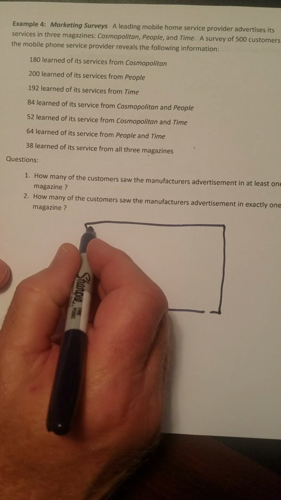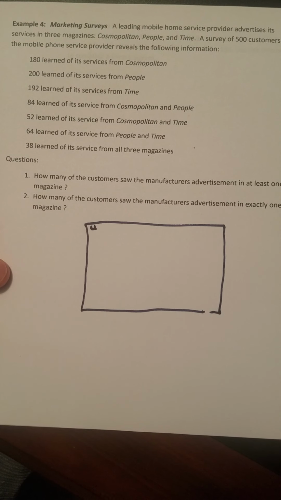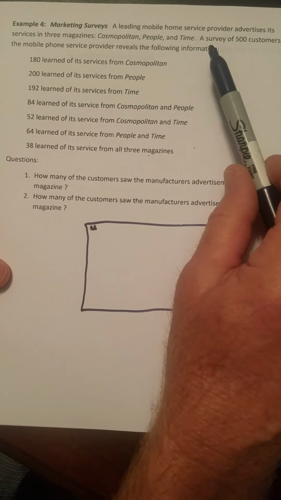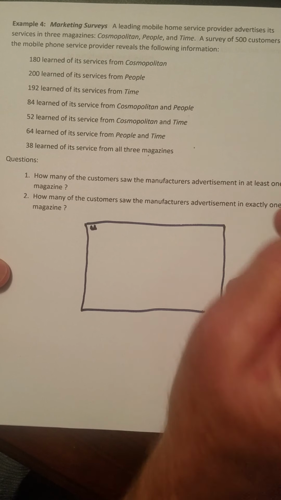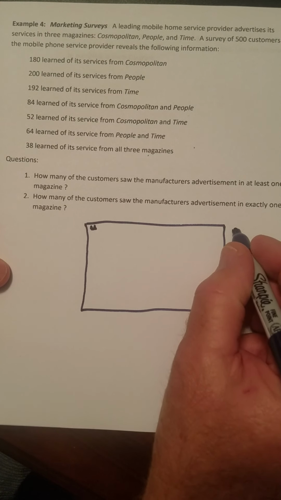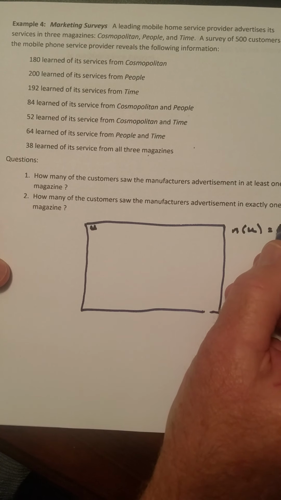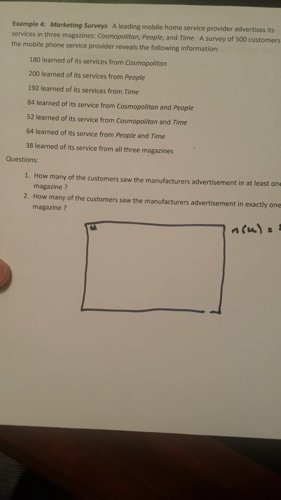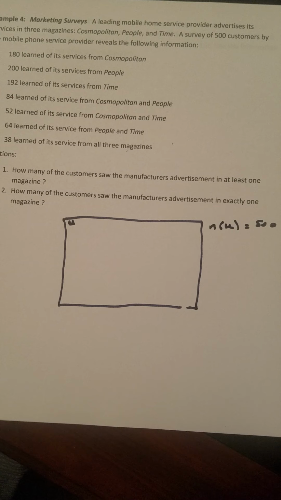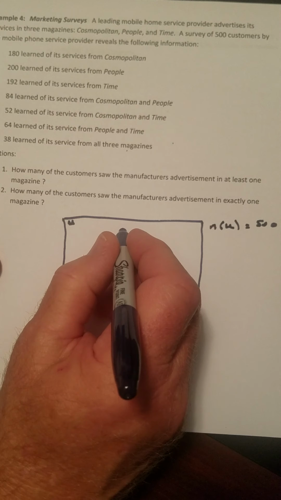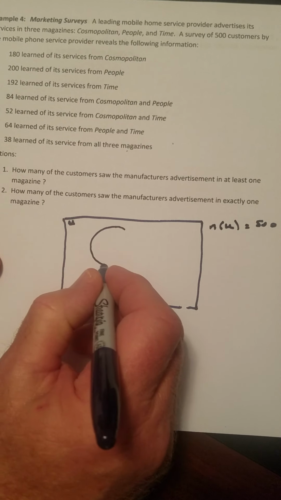This would be my universal set, which means: what are we talking about here? Well, this would be all of the possible people we're talking about, which up here it says a survey of 500. That means, I'm going to put over to the side, the number in U is equal to 500. So I'm trying to take that information up here and write it down here in some sort of form that makes sense. Inside that universal set, I'm going to have 3 circles.